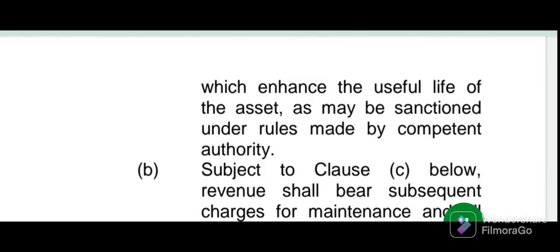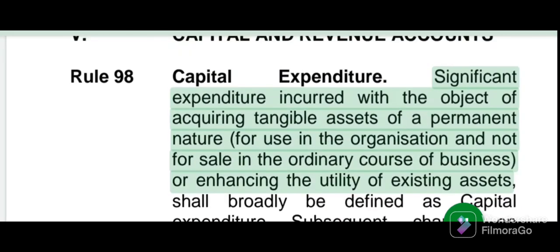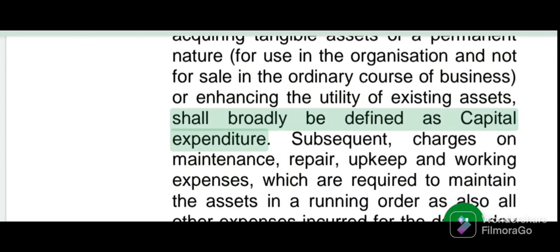Rule 98 Capital Expenditure. Significant expenditure incurred with the object of acquiring tangible assets of a permanent nature for use in the organization and not for sale in the ordinary course of business, or enhancing the utility of existing assets, shall broadly be defined as capital expenditure.